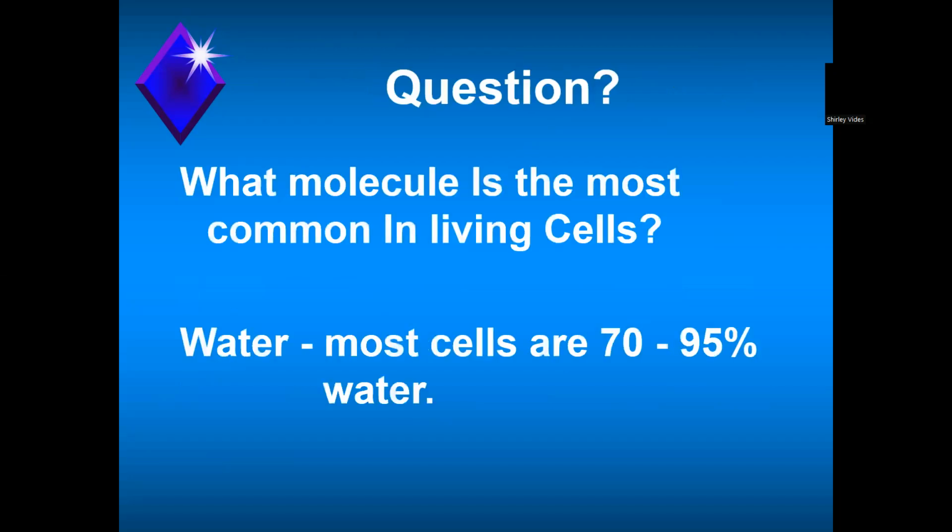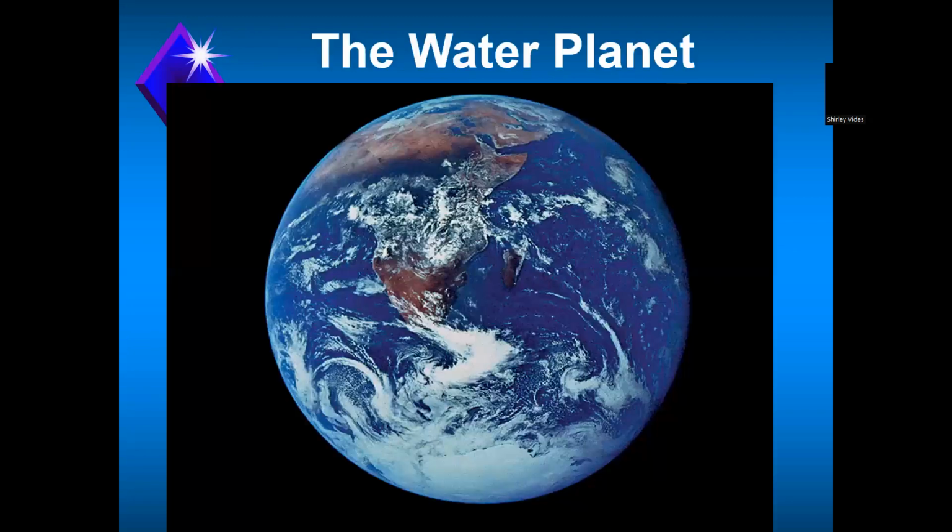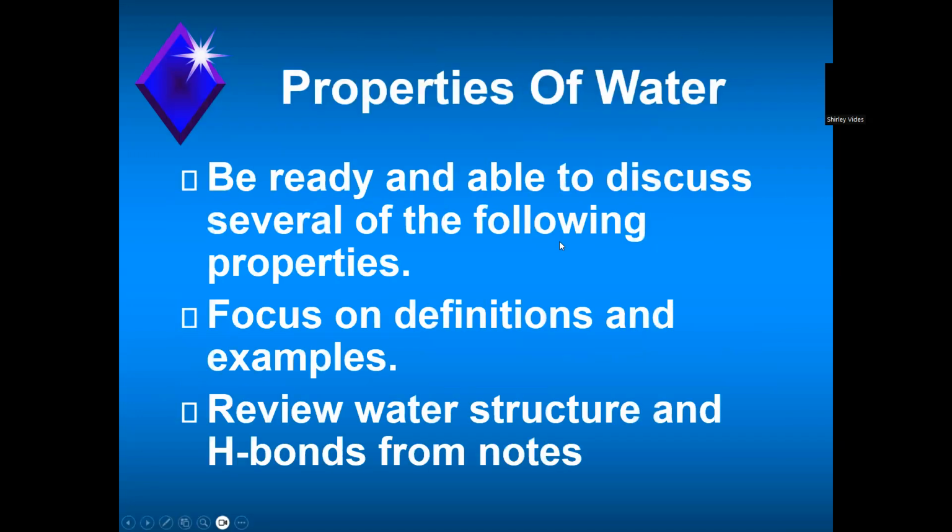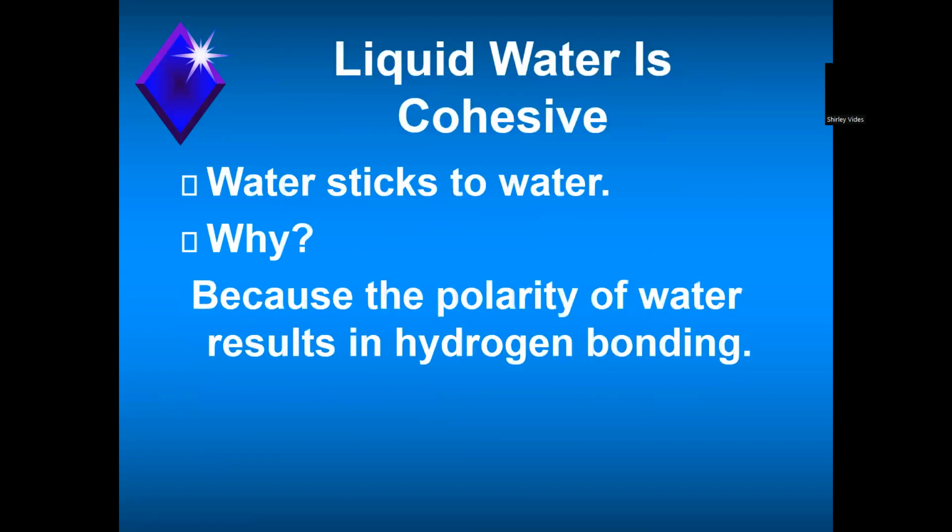Well, let's see. Okay, the most common molecule in living cells is water. Most cells, depending on the type, are anywhere between 70 to 95% water. So basically, you and I are mainly water. And among that water, we're mainly empty space, but that's another discussion for another day. But anyway, the planet, if you look at the picture, all of this blue stuff is water, mainly water. And there are properties that actually keep us alive. And these are the ones we're going to look at.